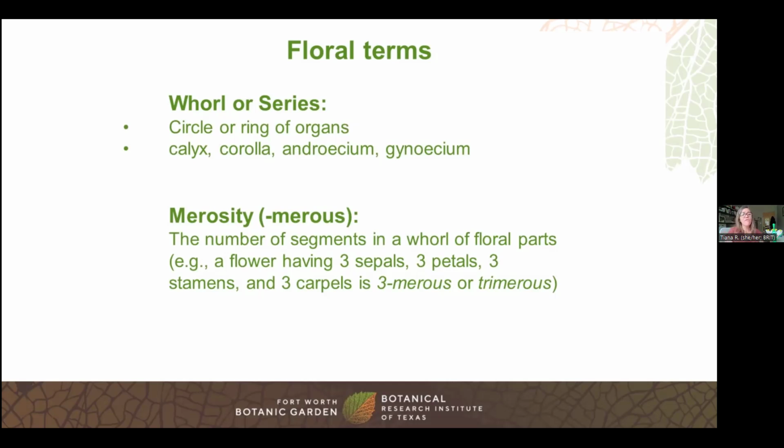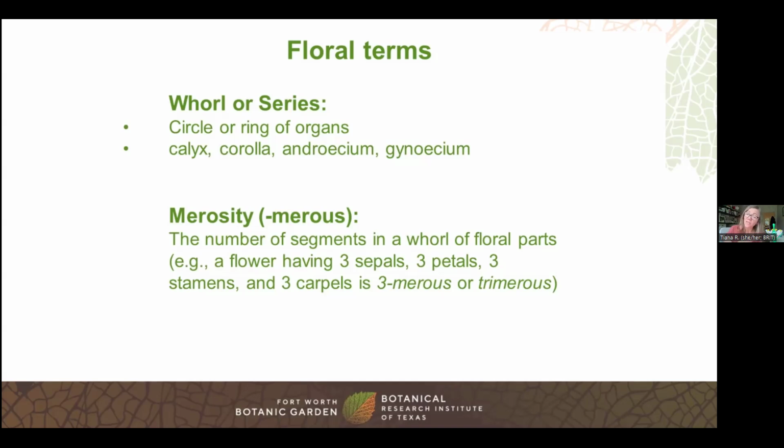But there are four whorls that we talk about when we come to a flower: the calyx, the corolla, the androecium, and the gynoecium. So we'll get there. There are some diagrams, so please ask questions. I'll do my best to point with my mouse. Hopefully that's somewhat visible. And then lastly, these whorls are described by their merosity, the number of segments in these whorls. So those are two of the ways we describe parts.